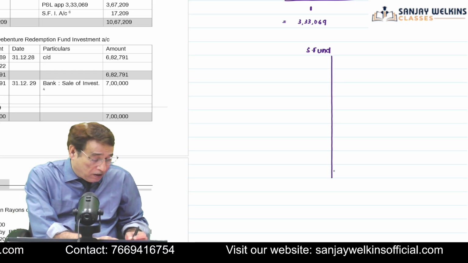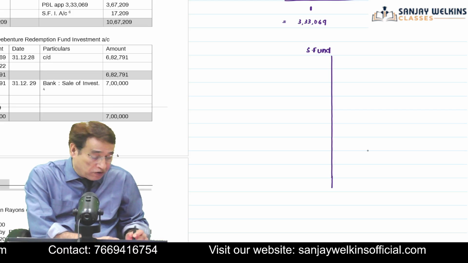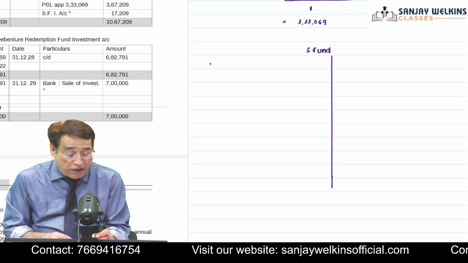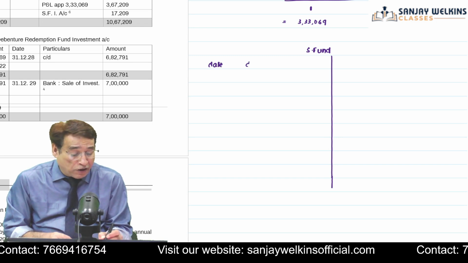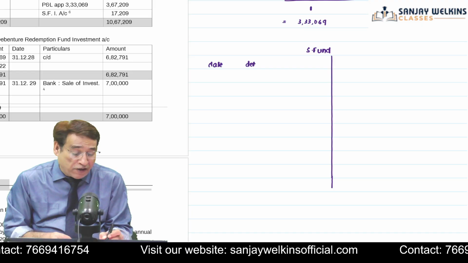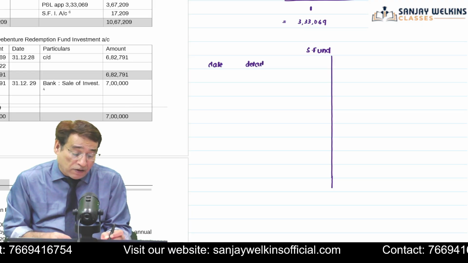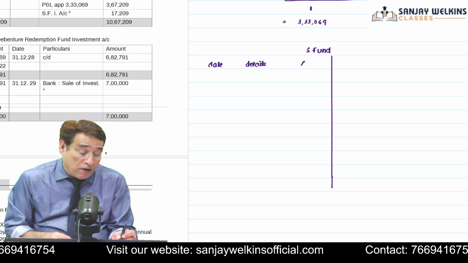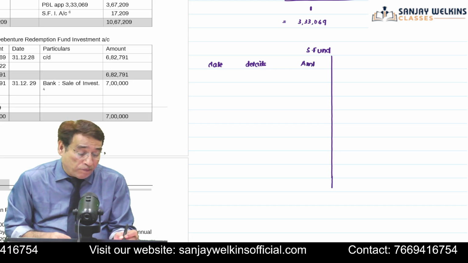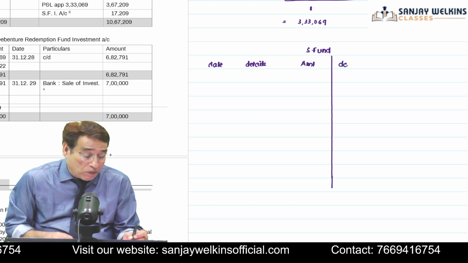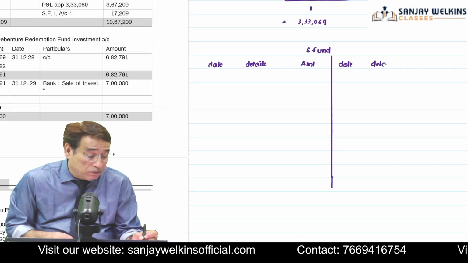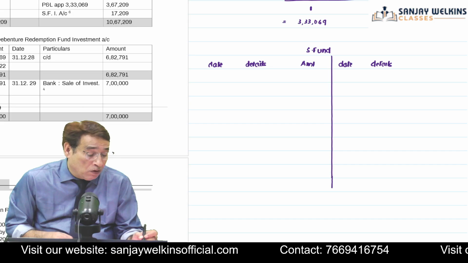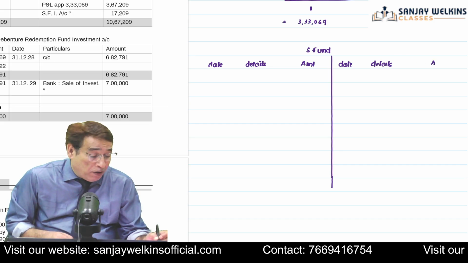Sinking fund account. I think, okay, I will stretch it further. I will write here date, then details. Sir, can we write details? Yes, you can write details or particulars, and then amount: date, details, and amount.